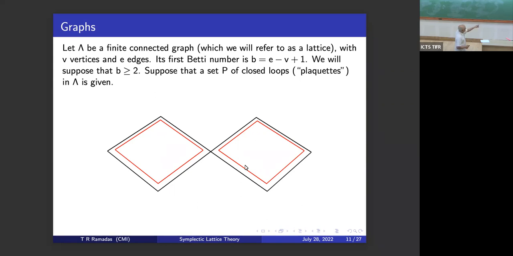Now, suppose that a set P of closed loops in lambda is given. Here is a simple example of a lambda, and I'm given two loops, which I've shown displaced from the graph itself for clarity. These are the two red loops, and I'm calling them plaquettes.